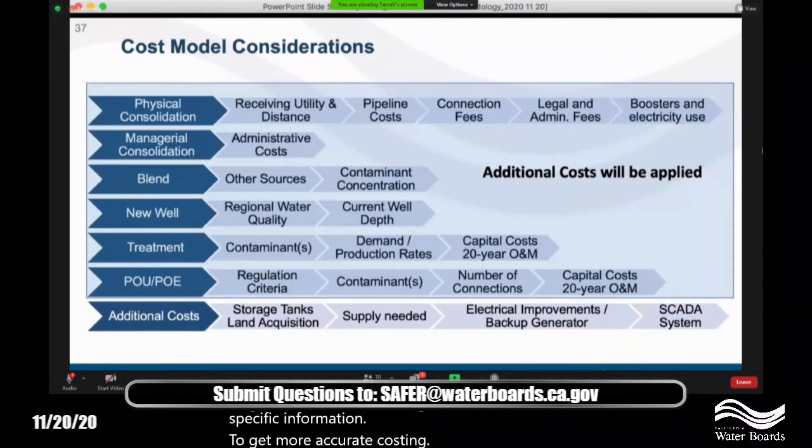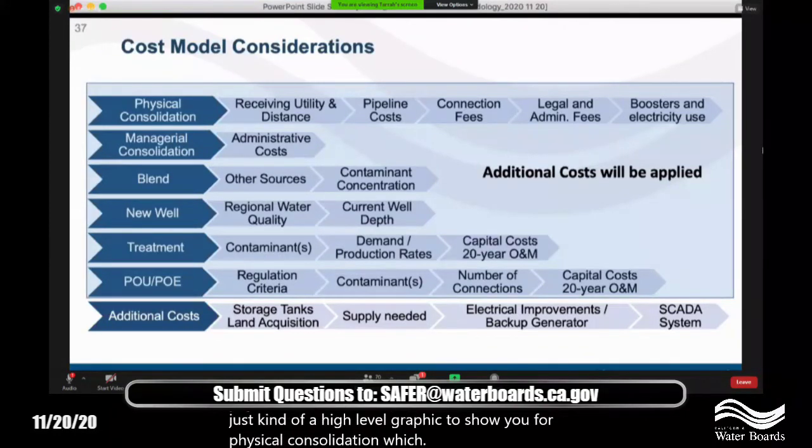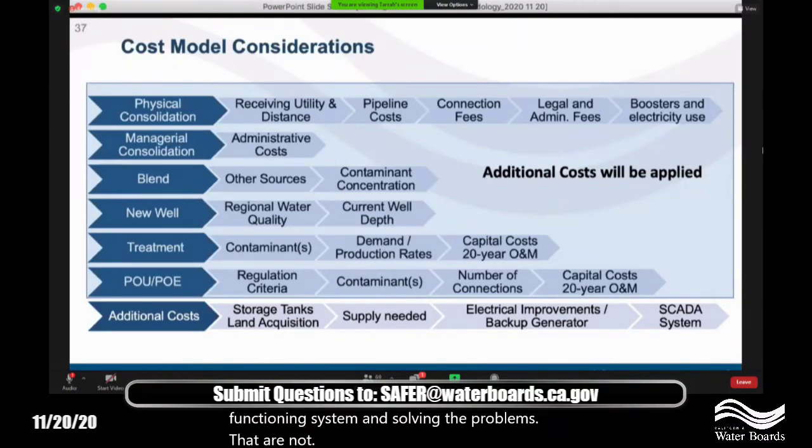So for the cost model considerations, this is just a high-level graphic to show you, for physical consolidation, which kinds of items we're considering: managerial consolidation, the blend, new wells, treatment, point of use, point of entry. And then we have this category we're calling additional costs, which is storage tanks, land acquisition, supply needs, electrical improvements, and SCADA systems. We will be applying some assumptions, which I'll go over, to these additional costs, and they would be applied to any of these solutions, because the need isn't only to solve the water quality problem. In many cases, there are a lot of other needs in these systems, and we want to make sure that we're making an entirely functioning system and solving the problems that are not just causing them a violation today, but the ones that could come back and get us tomorrow.